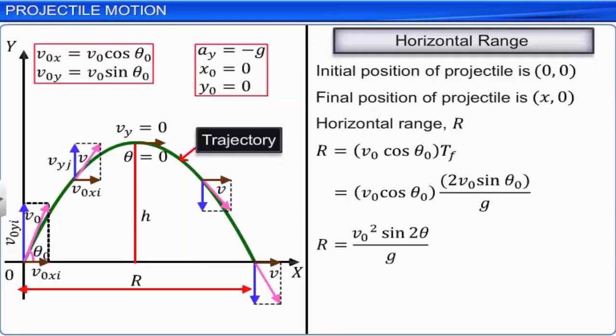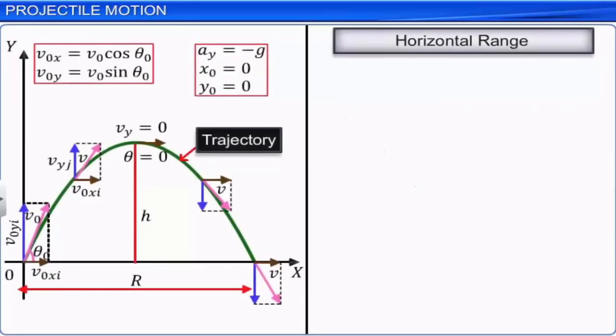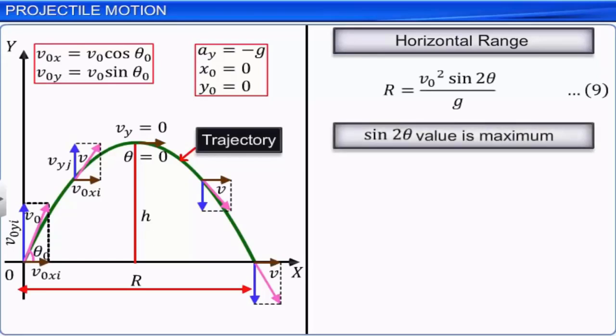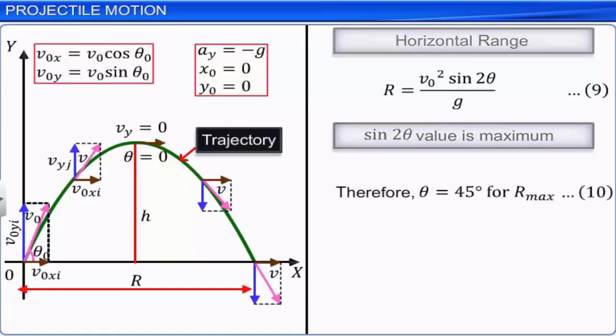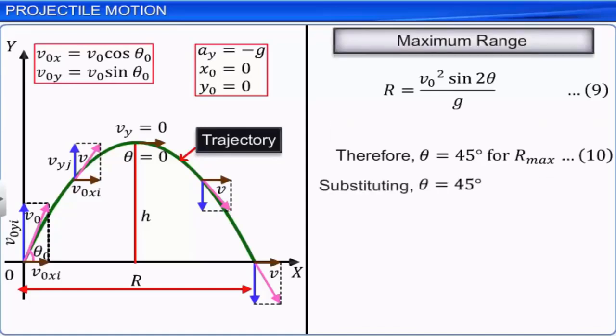What is the angle of projection for the maximum range of the projectile? R will be maximum when the value of sin 2 theta is maximum. That is, 2 theta is equal to 90 degrees. Therefore, theta is 45 degrees for R to be maximum. Let this be equation 10. Substituting theta equal to 45 degrees in equation 9, we get R max is equal to V0 square by g.